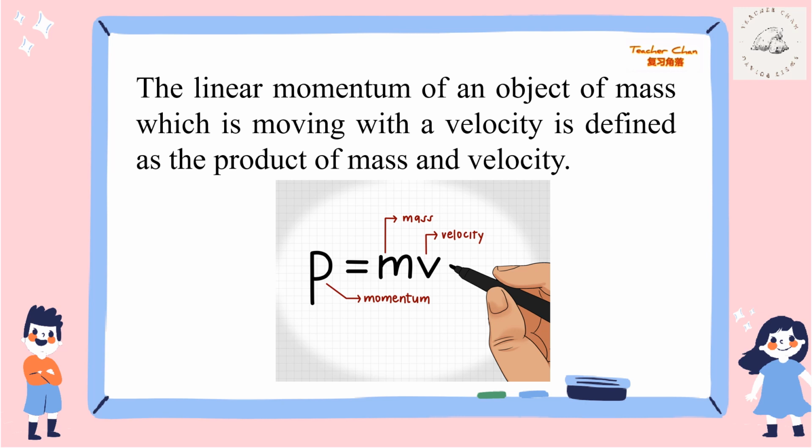Linear motion. The momentum of an object of mass moving with a velocity is defined as the product of mass and velocity. Normally during the exam, they like to ask about the calculation. So I hope you all can remember the formula of momentum, which is mass times velocity. The SI unit is kg m s to the power of -1.